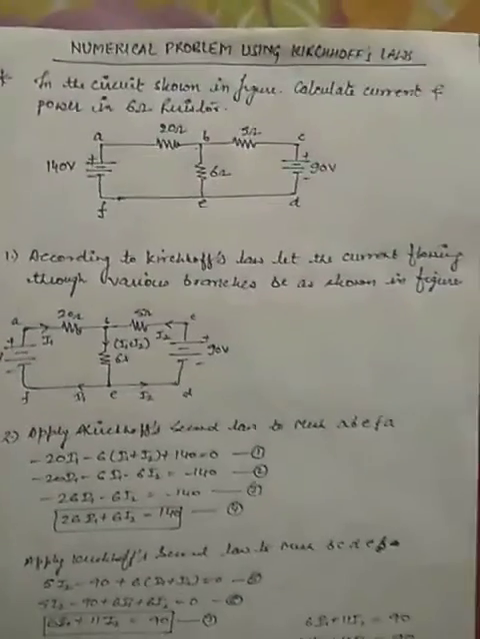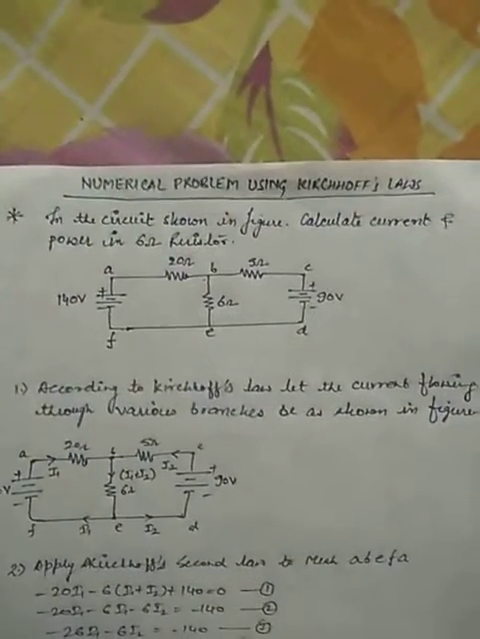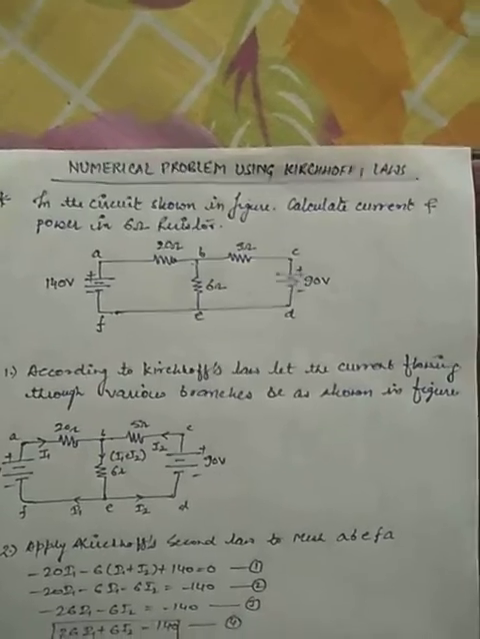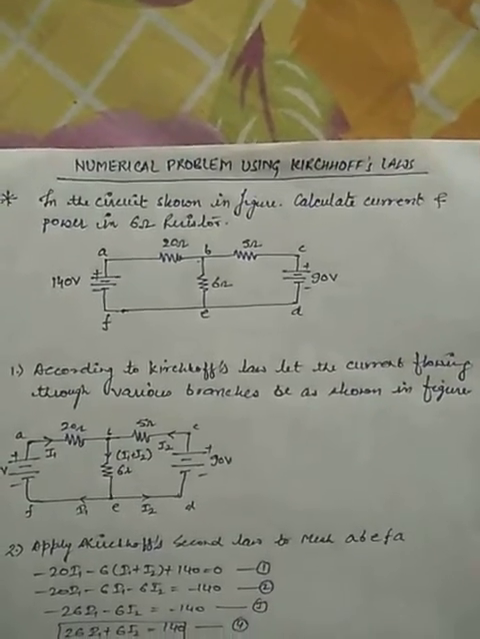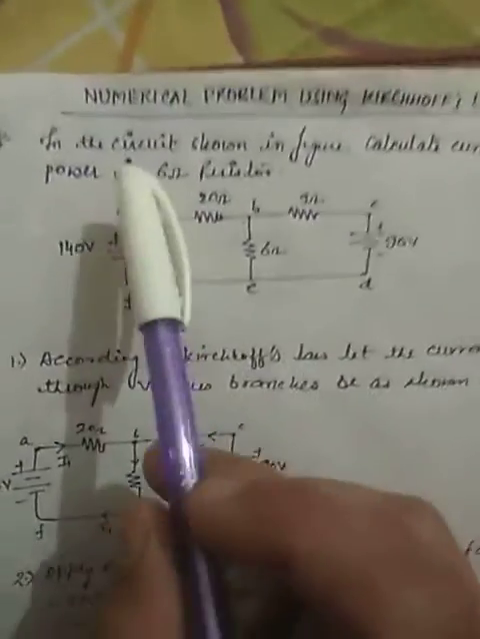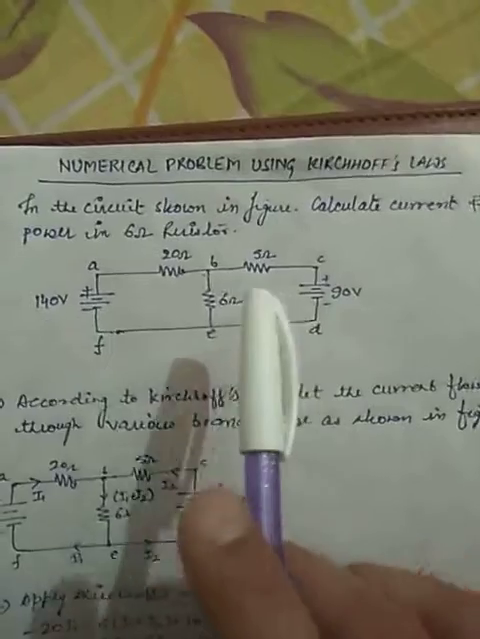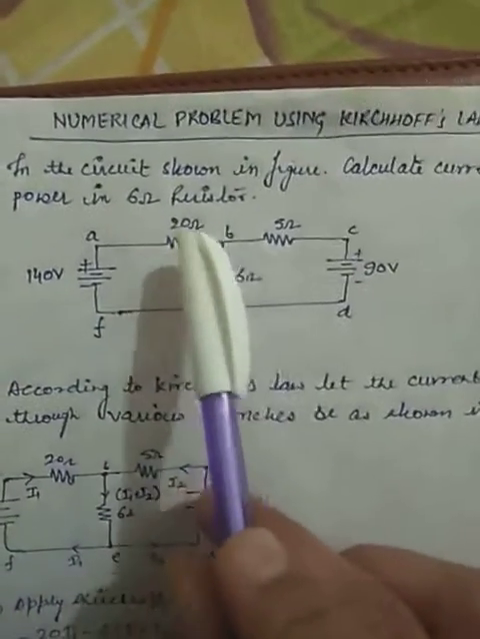So today we will discuss the numerical problem using Kirchhoff's laws. In previous lecture we have already discussed the various steps of Kirchhoff's laws, how we can solve the numerical problems using the various steps. So here there is a problem as shown in the network. In the circuit shown in figure, calculate the current and power through 6 ohm resistor.